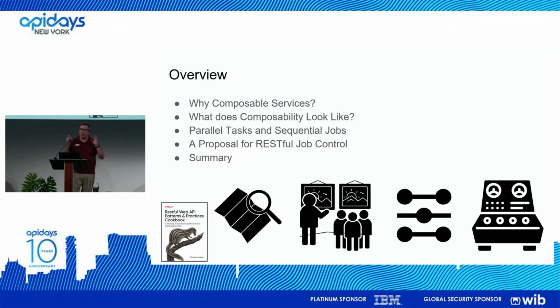So what do I mean when I say composable services? What does that actually look like? And then I want to talk a little bit about the difference between parallel and sequential tasks, which I think is the thing that we have to sort out if we're going to really do truly composable systems where I can just use your code when I want to and use your service when I want to and not have to ask any questions. Then I'm going to propose an example of what I think works.